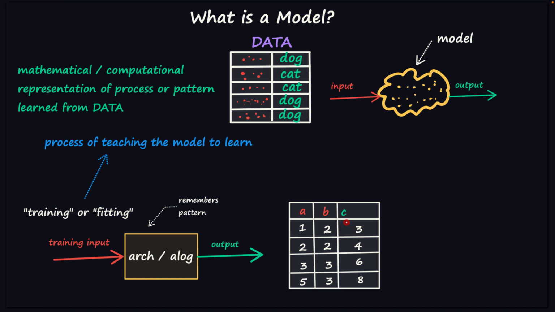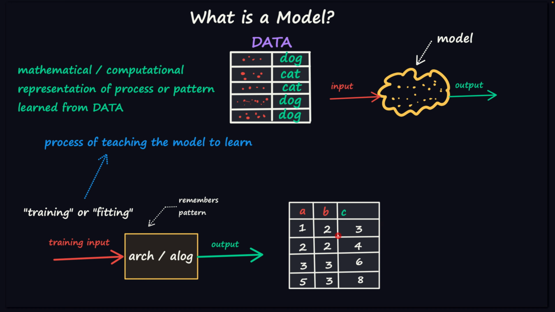Let's imagine that this is the data we have. We have two input columns, A and B, and we have one output column C. If we take a deeper look here, we'll be able to recognize that C is just a sum of A and B. Okay. This particular problem can easily be solved using traditional computing.